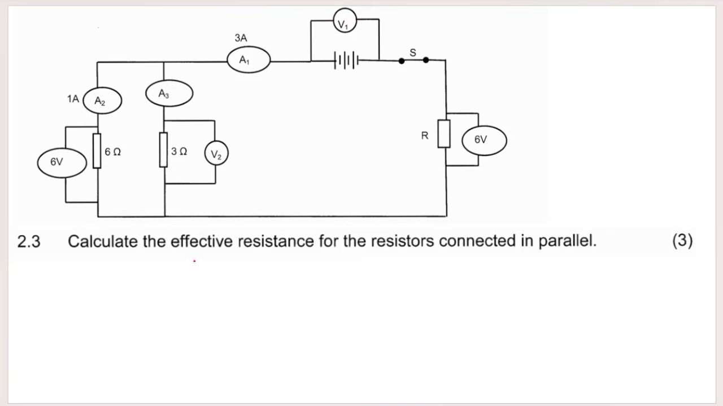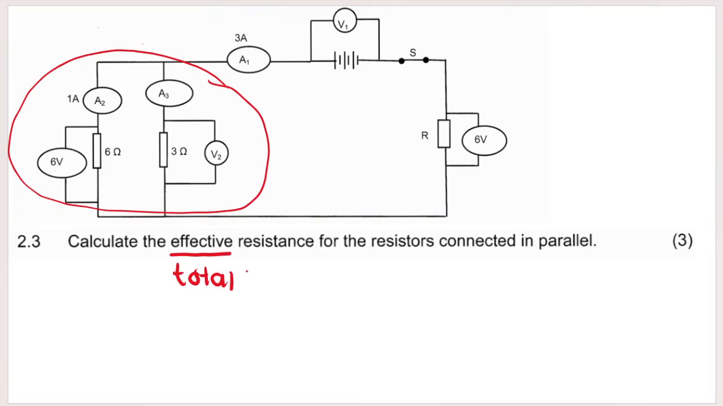2.3 asks us to calculate the effective resistance for the resistors connected in parallel. So those are these two resistors over here. Another word for effective resistance is basically the total or the overall resistance. Now, because they're connected in parallel, we know we are going to use this formula: 1 over Rp equals 1 over R1 plus 1 over R2. This is the formula that we use to calculate effective or total resistance for resistors connected in parallel. Now, 1 over Rp must stay over there. Rp is what we're looking for, resistance in parallel.